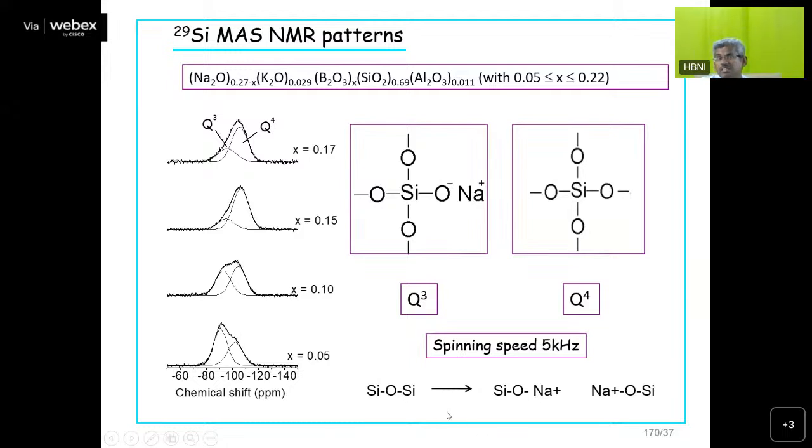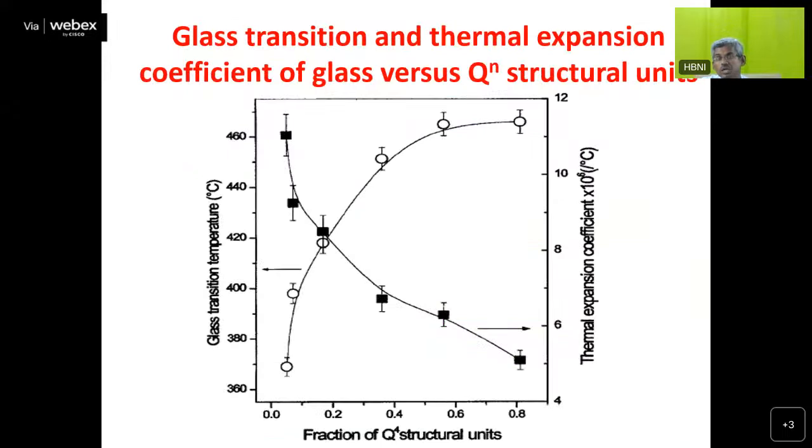So this can be very easily calculated, and this can be used to explain some of the parameters like thermal expansion coefficient, glass transition temperature, etc. Because you see here, on the x-axis the Q4 structural unit concentration is increasing. On the y-axis we see glass transition temperature, and on the other side of the y-axis we see thermal expansion coefficient. This curve is for thermal expansion coefficient, and this is the x-axis where you see an increase in Q4 structural unit.